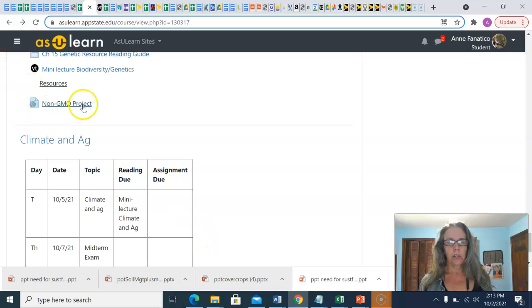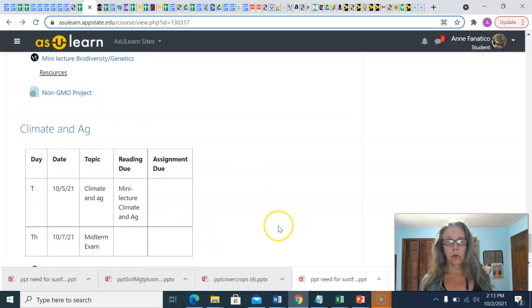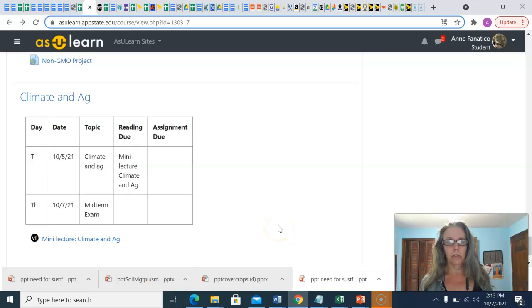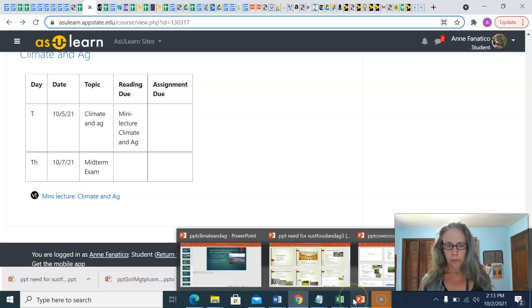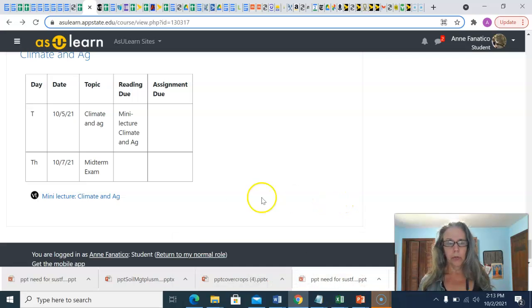Here's the Non-GMO Project. It's listed as a resource, but you do need to know which crops are commonly genetically modified. And then over the weekend, you do have a reading now on climate and ag. And this reading will help you understand the main gases that are involved in emissions with agriculture, that it's not just carbon dioxide, it's also the methane that we need to be careful about, and also the nitrous oxide. So be sure to watch this mini lecture.